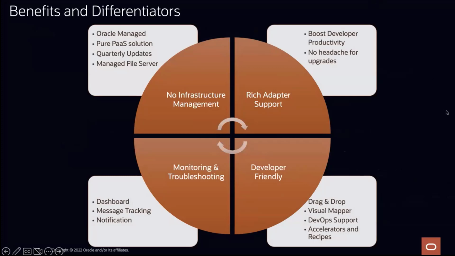So benefits and differentiators, I'll just go through these briefly, but there's no infrastructure to manage with OIC. You just click a button, it spins it up. You don't have to worry about how many cores or how much RAM or how many processors do I have. Don't have to worry about that. We manage the infrastructure for you.